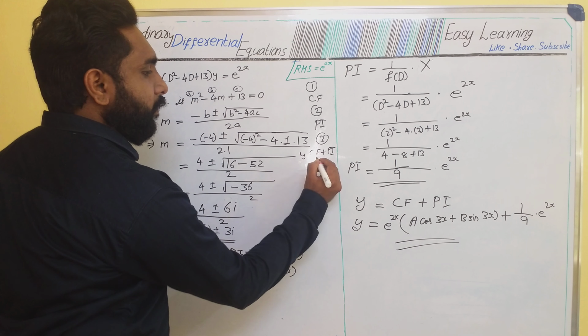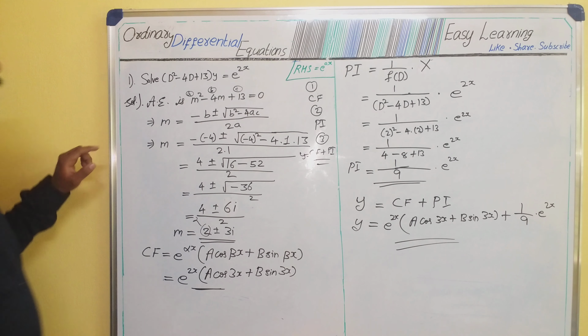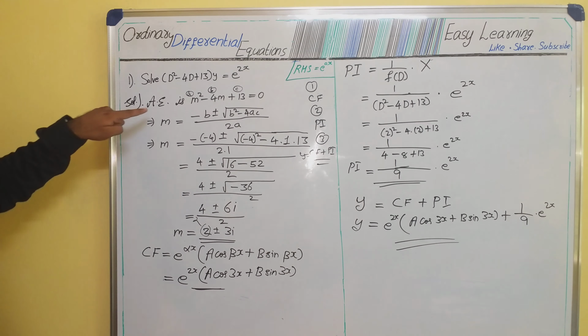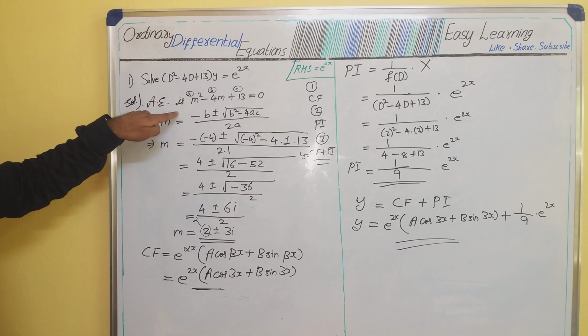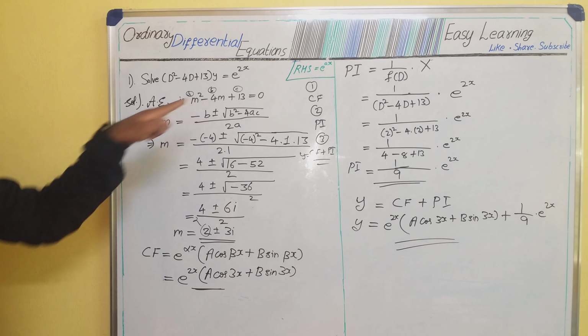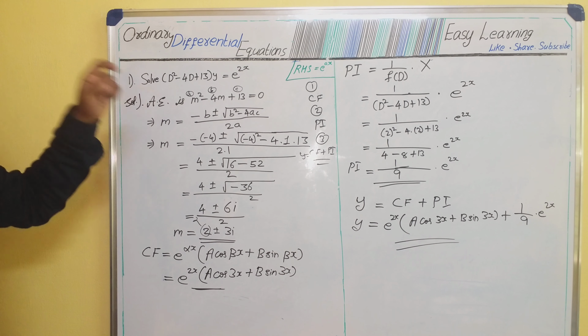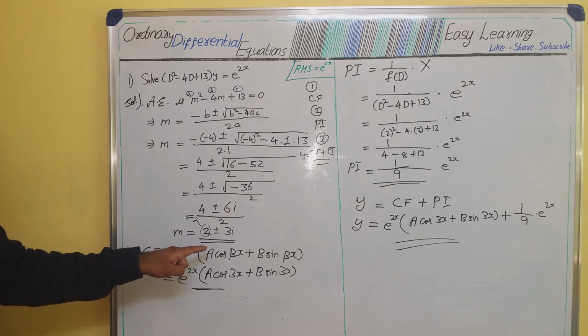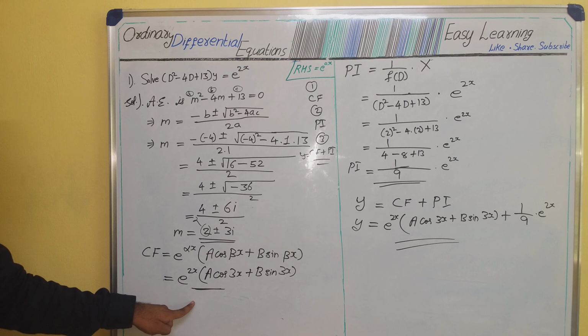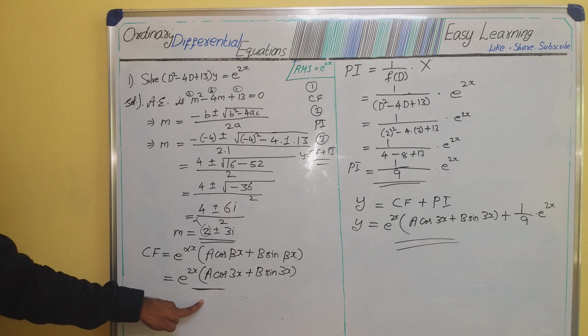That is the complementary function. So to find out the first step, to find out CF, we have to find the auxiliary equation first. Write the auxiliary equation, find the roots of the equation, and if the roots are imaginary, depending on the condition, we have to apply the formula and get the complementary function. We got the complementary function.